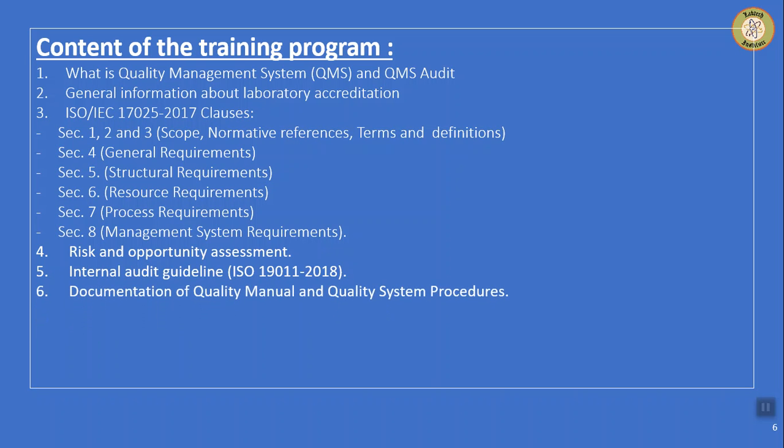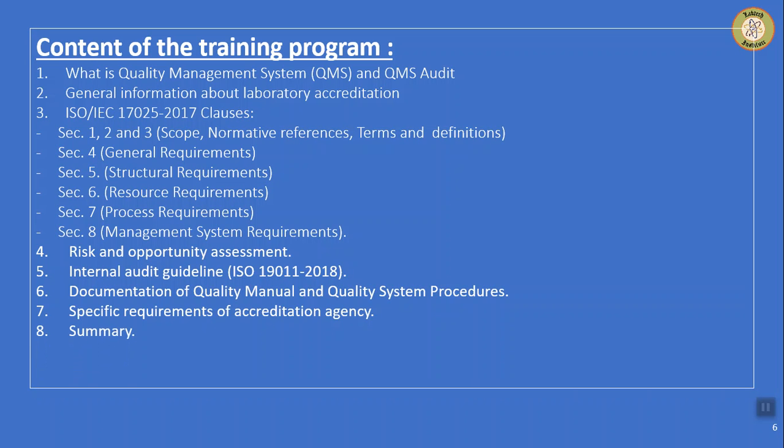Then we have discussed and explained the documentation of quality manual and quality system procedure, so that you can make your own documentation. Then another very important thing is specific requirements of accreditation agency. Apart from the standards requirement, accreditation agency, they also stipulate certain requirements depending on their locations. So those are very important part of your accreditation process. So these requirements are also discussed in details.